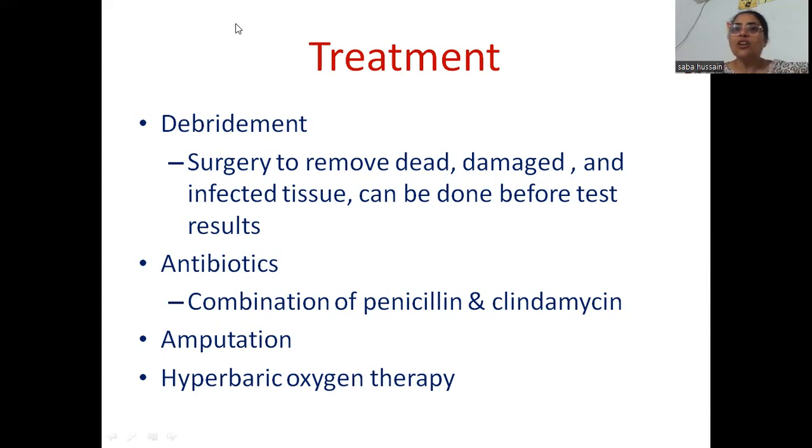So this is all I wanted to talk to you about regarding Clostridium perfringens pathogenesis, and that too only gas gangrene. In the next lecture, we will talk about the other two pathogeneses of Clostridium perfringens.